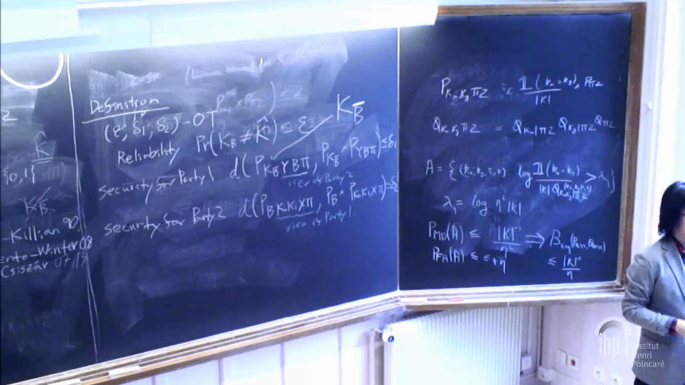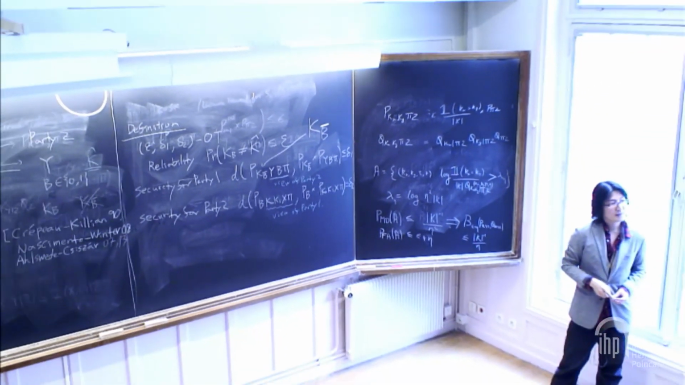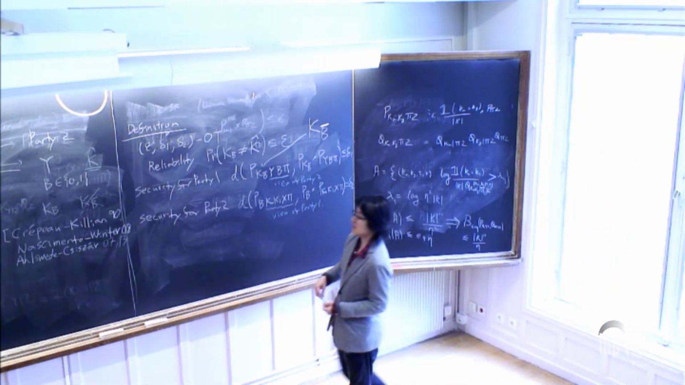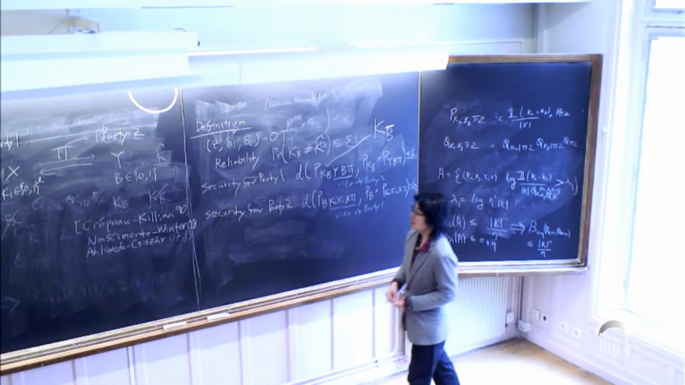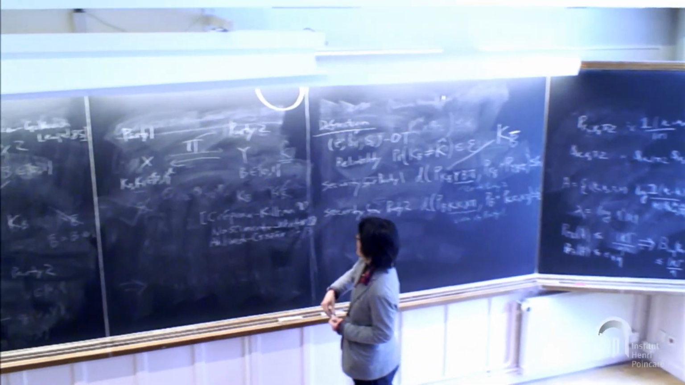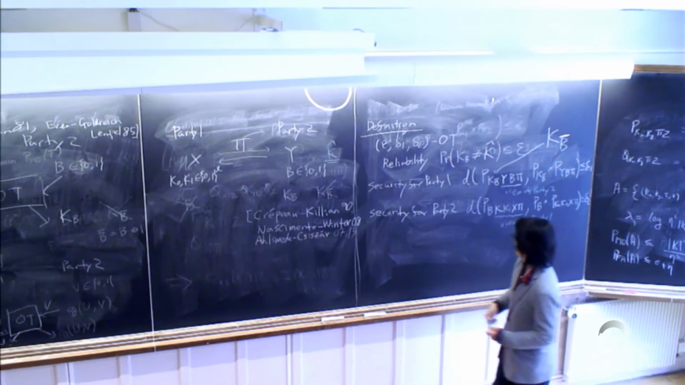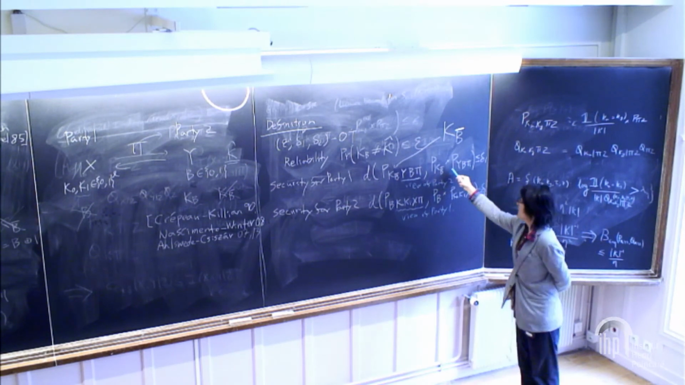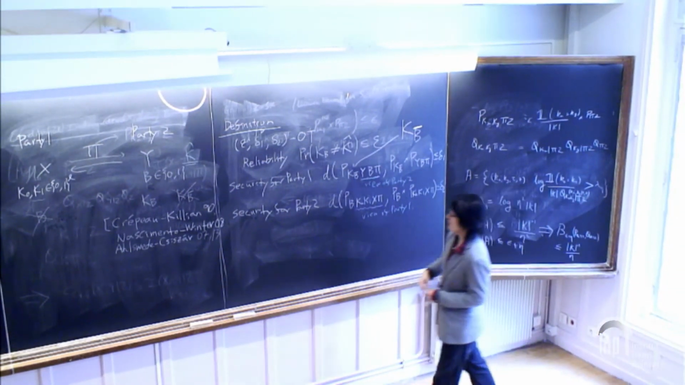So I guess some of the questions were, and you also said that you're just going to restrict attention to honest but curious. Can anything be done against the malicious case? Yes, there are some results on malicious adversaries, and in the case of a malicious adversary, the security definition for the first party will be slightly different.